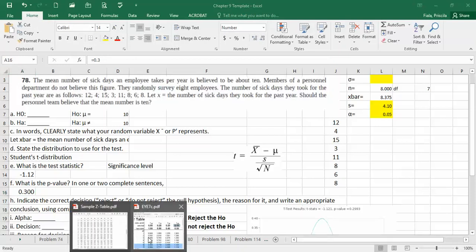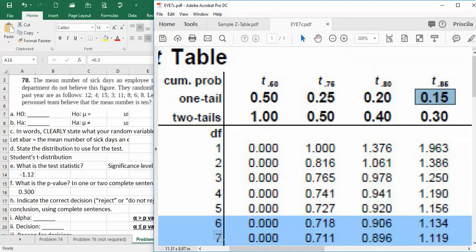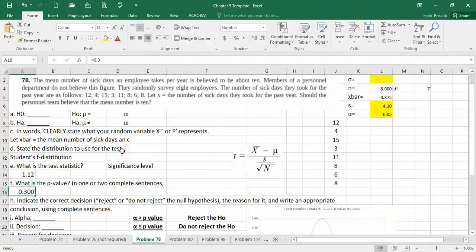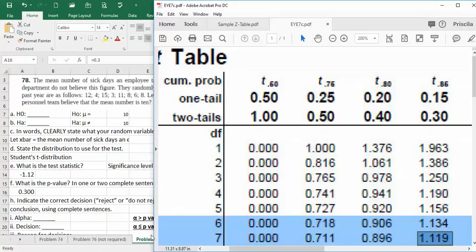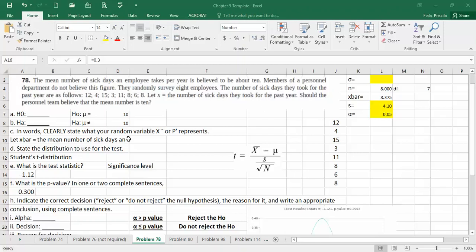We need to repeat it. Here we go. Degrees of freedom 7, because your sample size 8 minus 1. You're working with the two tails and you have found a t-score. Your t-test statistic is 1.12, or you could say this is the closest, therefore go up. For a two-tail, that's 0.30, because you're not looking for the one tail, you're looking for two tails. So it's 0.30.